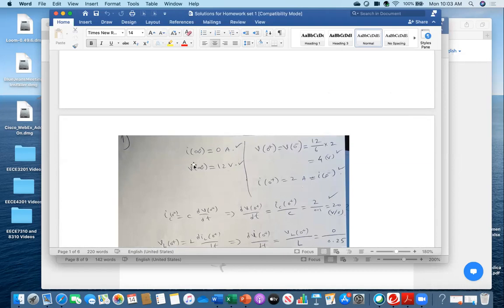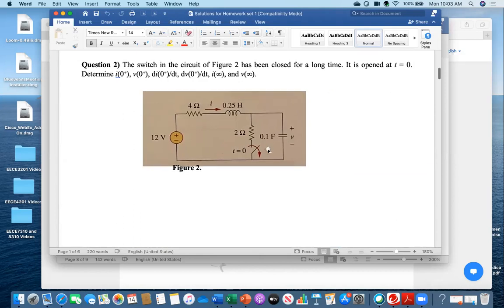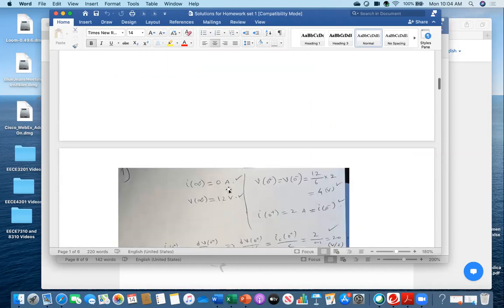Now easily you can find out I infinity, V infinity, that I did at the very first. Everybody see? The switch has been opened at t equal to 0, the statement says. So this means that this branch got disconnected and then transient happened. Then after a very long time, at infinity, this will be open circuited, which means no current is flowing. This means I infinity will be 0.